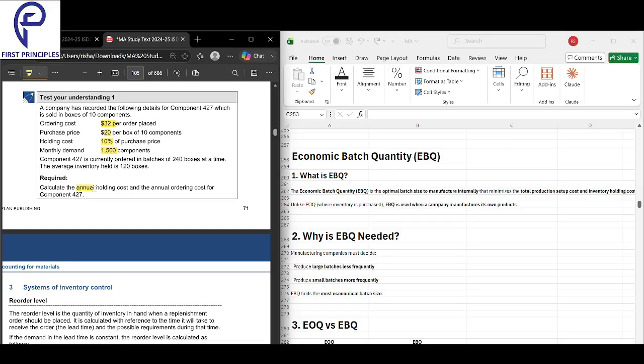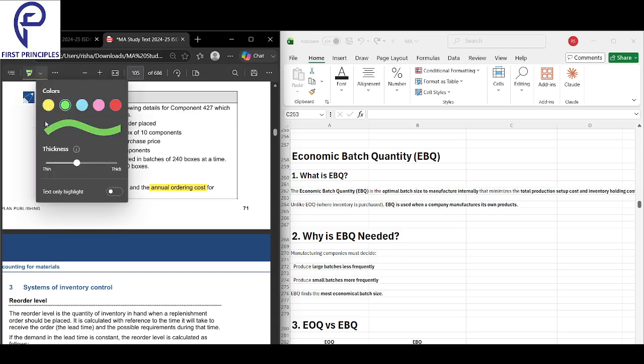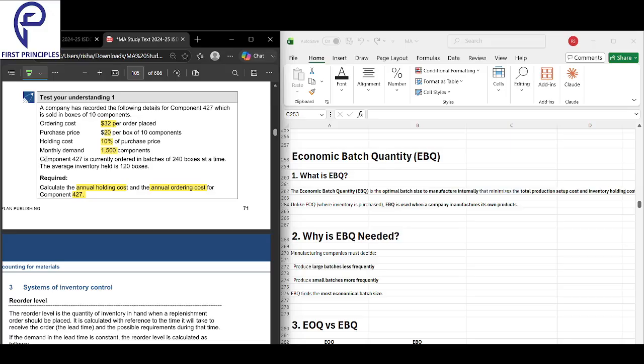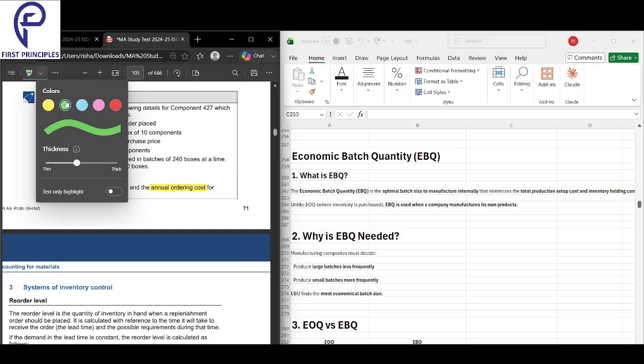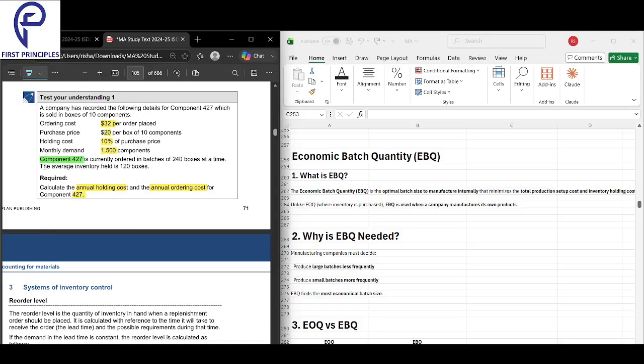So what are they asking? Annual holding cost and annual ordering cost. Same two things. For holding cost, what do you need? And for ordering cost, what do you need? Component 427 is the name of the component here. It is currently ordered in batches of 240 boxes at a time. Average inventory also they have given. Almost everything is given over here. We have our average inventory as 120 boxes.